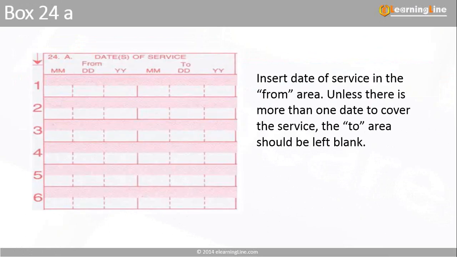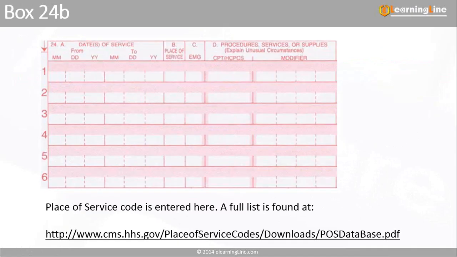So this is how it looks. Date of service, you have MMDDYY, MMDDYY, from and to. So from what date through what date your services are given to the patient, and based on that you have captured the date. This is the broader picture you can download.